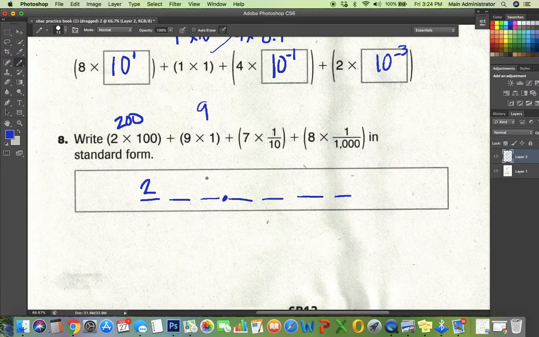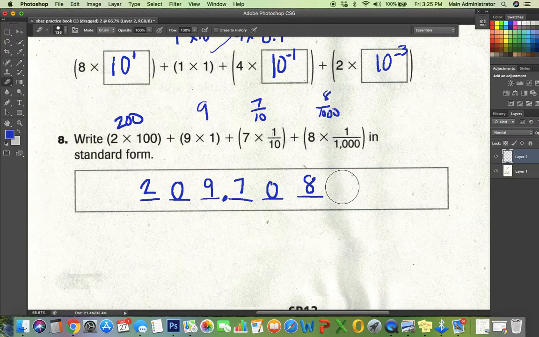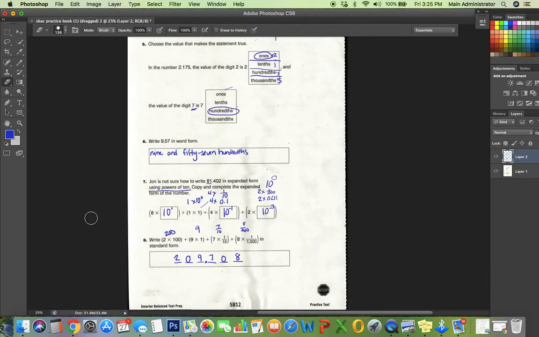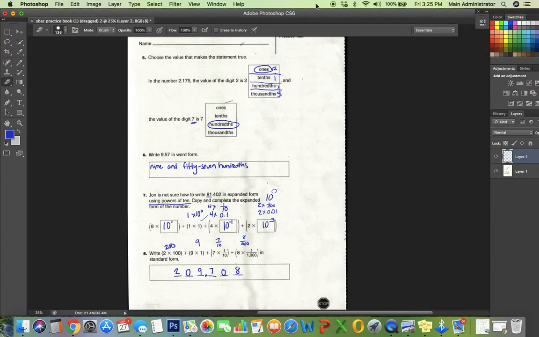9 times 1 would equal 9. That goes in the ones place, which looks like we don't have anything in the tens place. 7 times 1/10 would be 7 tenths, which would go in the tenths place. And then we have 8 times 1/1,000, which would be 8 thousandths, and that would go in the thousandths place. So nothing in the hundredths, and then an 8 in the thousandths place. And it looks like I don't need this last one, okay? And if you're looking in just to check out the answers, there is the overview, and that's it for SB12.